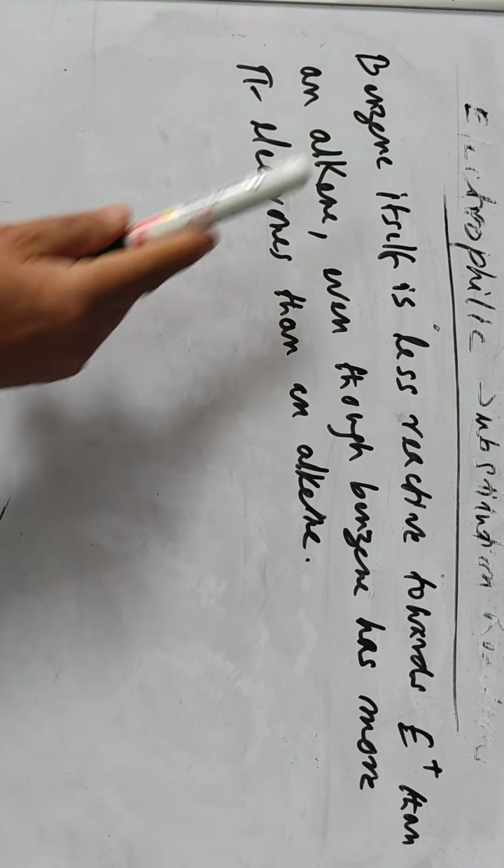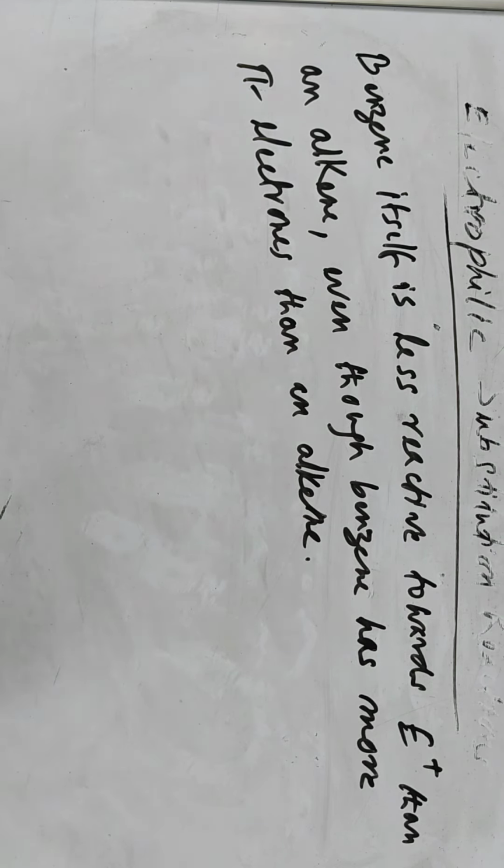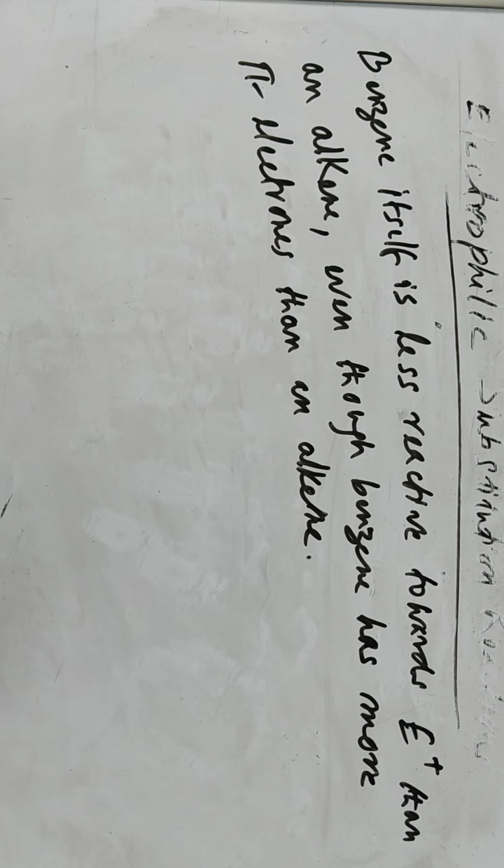Because the pi electrons of benzene are delocalized above the 6 carbon atoms, increasing the benzene stability and making them less available for electron donation. The pi electrons of the benzene ring are delocalized above and below the plane. So these pi electrons are less available for electron donation because they are already delocalized in the benzene ring.